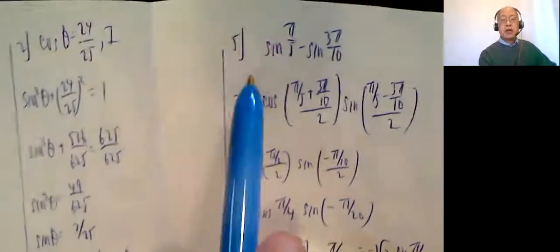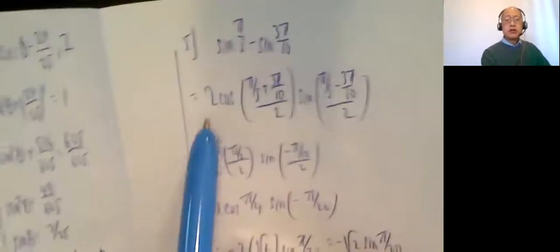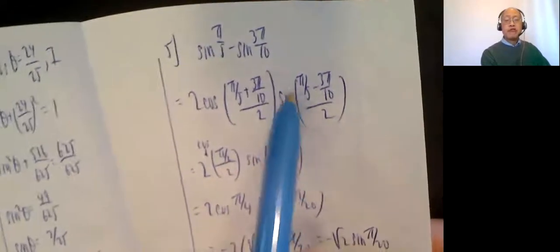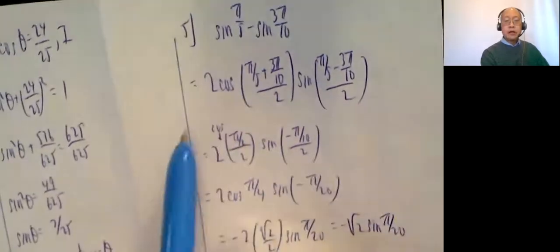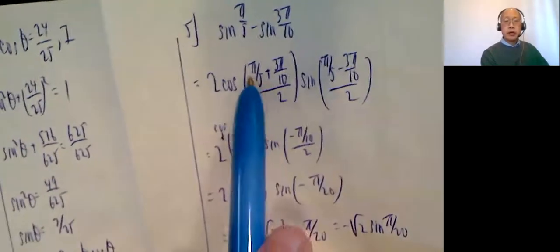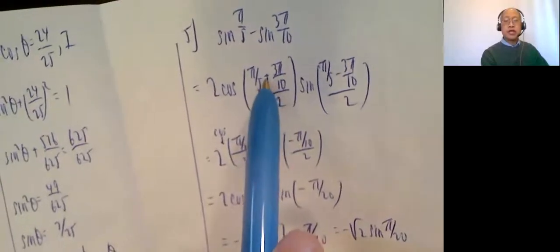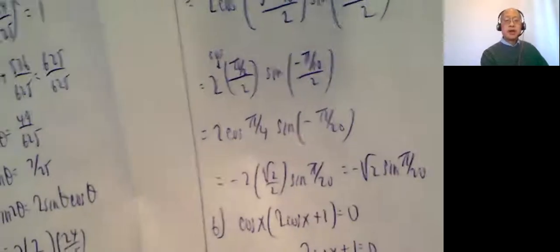Number 5, sine pi over 5 minus sine of 3 pi over 10. 2 cosine of pi over 5 plus 3 pi over 10, over 2, times sine of pi over 5 minus 3 pi over 10, over 2. There's supposed to be a cosine here. This is 2 pi over 10 plus 3 pi over 10. It's 5 pi over 10, that's pi over 2, divided by 2. 2 pi over 10 minus 3 pi over 10 is negative pi over 10, divided by 2.